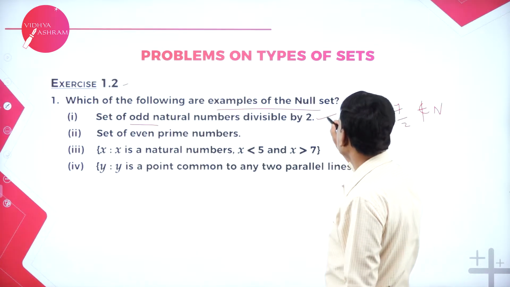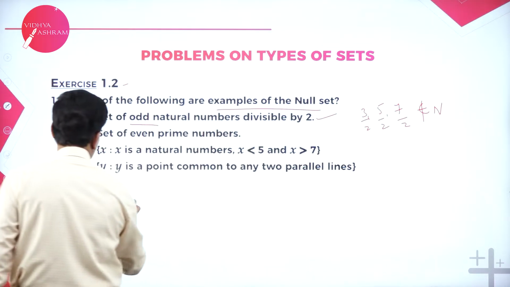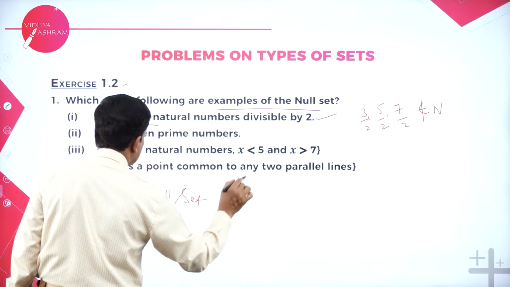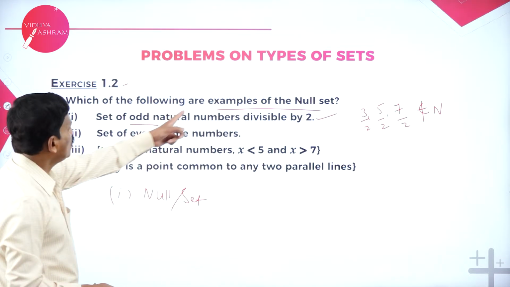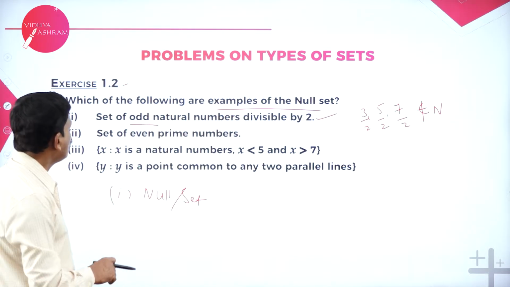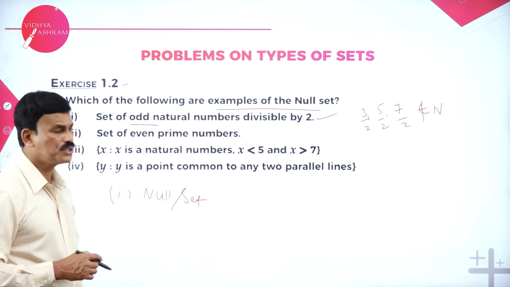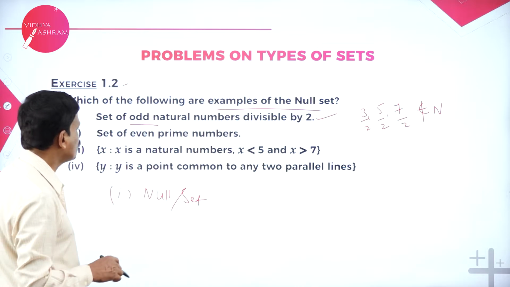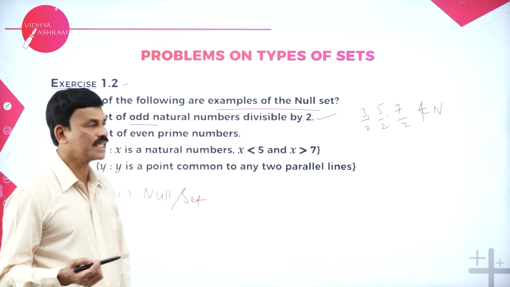So therefore this is an example for a null set. The first one is a null set. Which of the following are examples for a null set? Odd natural numbers divisible by 2 is an example for a null set. Okay. Now let us come to the second example.